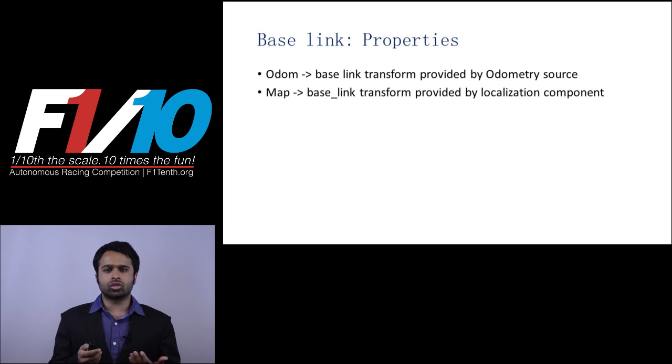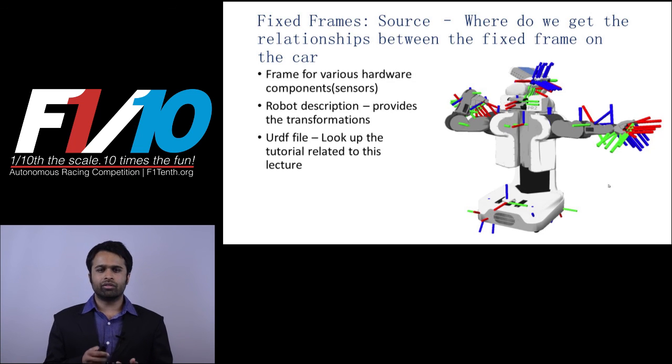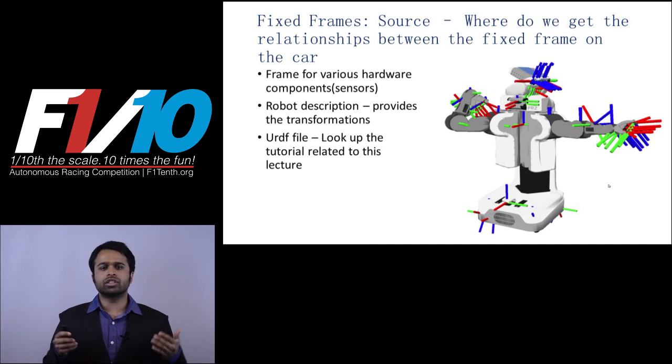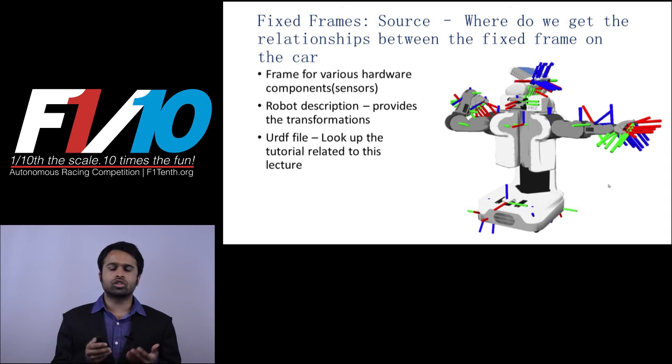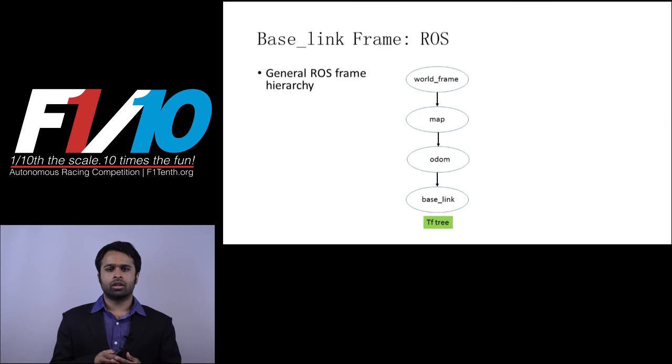The odometry source establishes the relationship between the base link and the odom frame. The map to base link is established by the localization component. We can fix the frames of all of the different sensors on our robot using a URDF file. This topic will be covered in greater detail in the accompanying tutorials. With respect to ROS, we append the base link below the odom link in the TF tree.